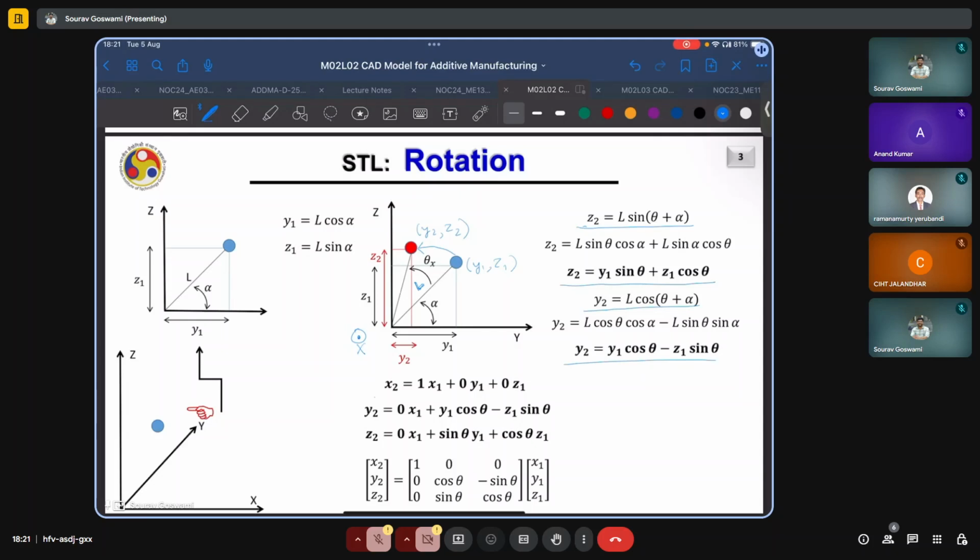When we put these three equations together and write them in matrix form, what we end up with is the new coordinates x2, y2, z2 equals some matrix times the original coordinates x1, y1, z1. This matrix, given here as 1, 0, 0, 0, cos theta, minus sin theta, and 0, sin theta, cos theta, is referred to as the rotation matrix. I think the notation used in classes is R theta x, theta being the angle of rotation and x being the axis about which this rotation is performed.